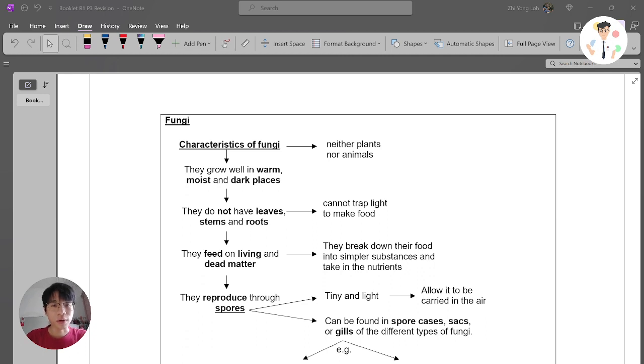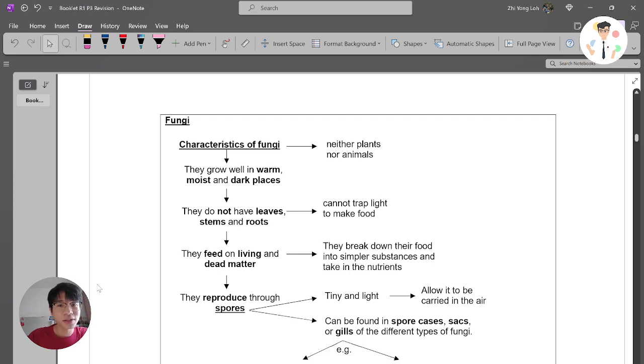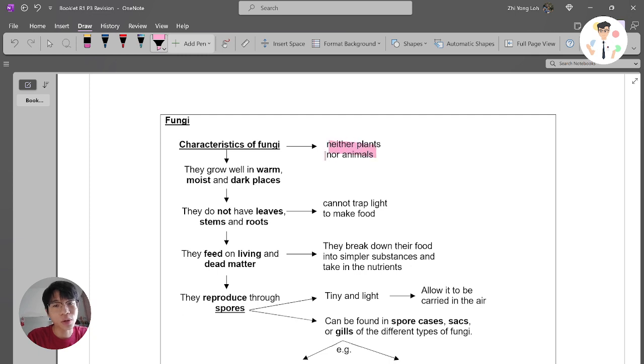Okay, so now what are the characteristics of fungi? The first thing you should understand about fungi is that they are neither plants nor animals. That means it's not a plant, not an animal. So then what is it? Basically a fungus. The first thing you should also understand is where fungi grow. Fungi basically grow in warm, moist, and dark places.